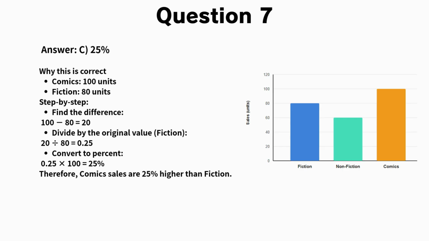Choosing the wrong base value is one of the most common SAT mistakes. Some students might divide 20 by 100 instead of 80, getting 20%. But that's wrong because 100 is not the base, fiction is the reference point. Remember, A is X% higher than B, means divide by B, not A.